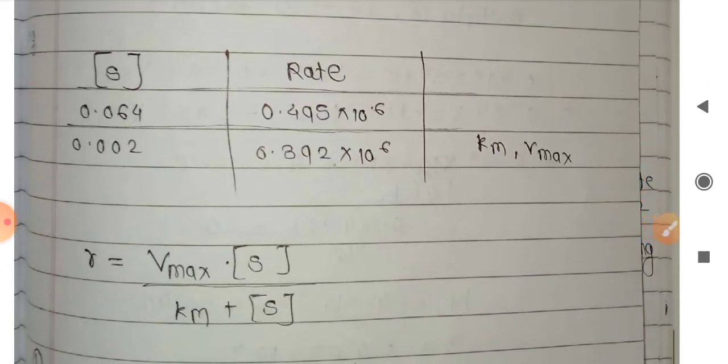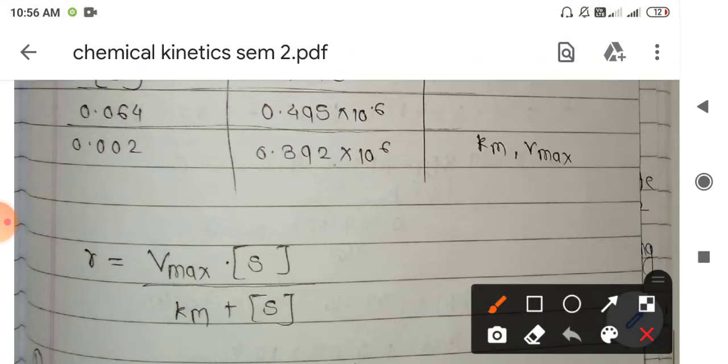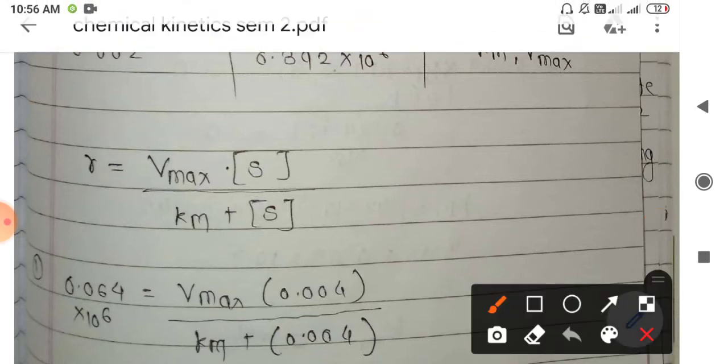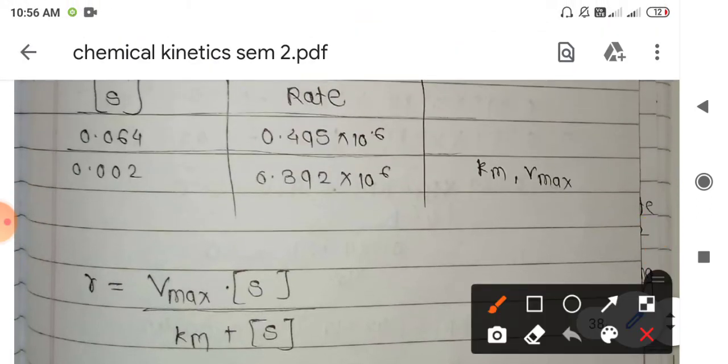So how will you find this Km and Vmax? Here we need to simply substitute the values of rate and substrate concentration. First of all we have to know the formula for this Michaelis-Menten mechanism, that is R is equal to Vmax into S upon Km plus S. So simply substitute the values. There are two cases given to you. In case 1, when the substrate concentration is 0.064, the rate of reaction is 0.495 into 10 raised to 6. Okay, so this is the first case and this is the second case.